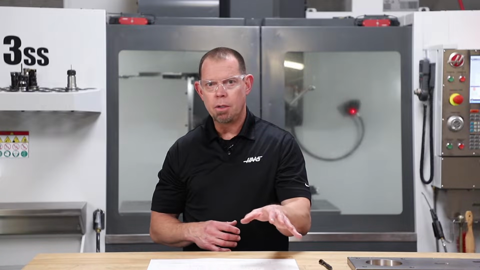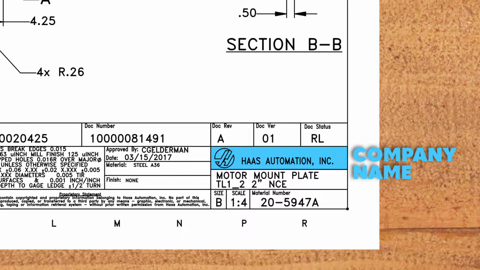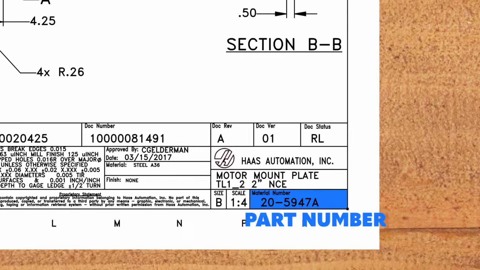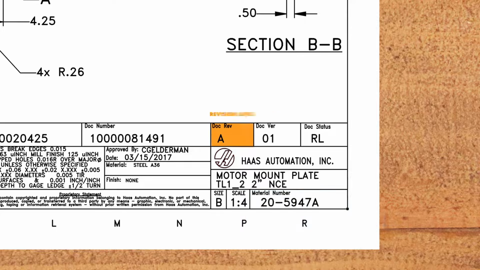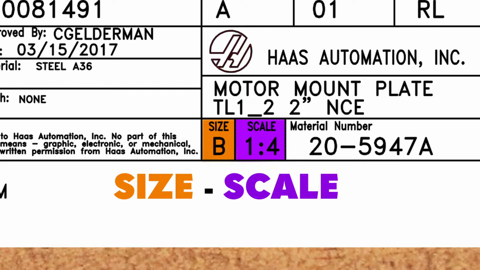Now at bottom right, you'll typically see your company name, although if you're working in a job shop, you may see the name of the company you're doing work for instead. Here you find the part number of whatever you are making, the revision level, more on that later, and here you see the person that approved the drawing before it was released to the shop. Down here, you see the drawing size and scale.